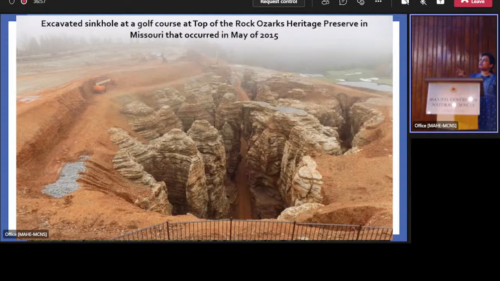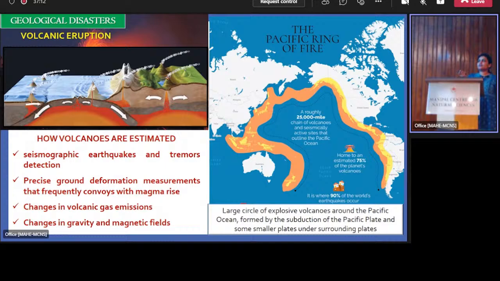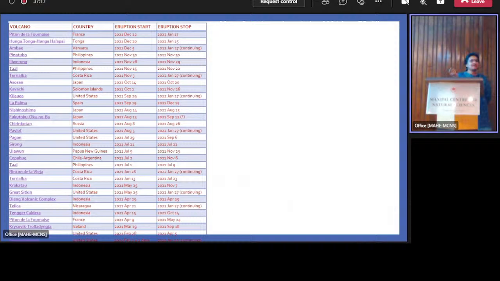Another is volcanic eruption, and I've already told you that this is the specific ring of fire, which is home to more than 75% of volcanoes. And these volcanoes are also formed near the plate boundaries. This is the list of volcanoes that erupted in 2021 alone, and some are still continuing at present.